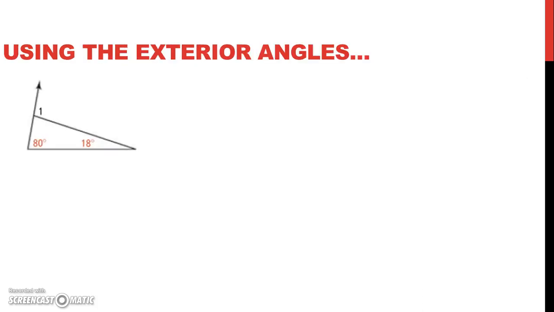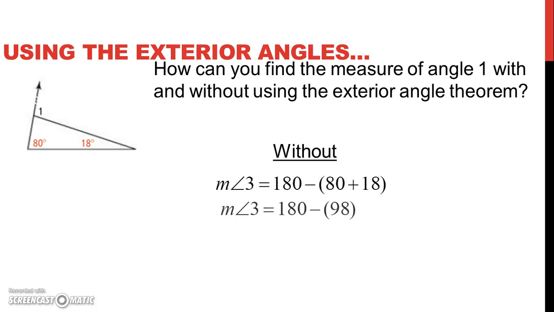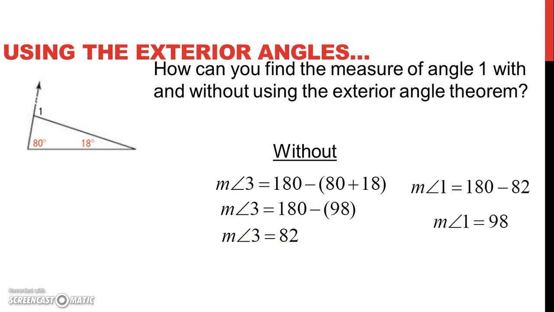So let's look at an example here. We're going to try to find our angle without using this theorem we're about to learn. We're going to add 80 and 18 plus our x to find the third angle there. So angle 3, which we're going to call angle 3, is 180 minus 80 plus 18. We find that angle 3 is 82 degrees. And then angle 1, to find that, we would do 180 minus 82, and we find that it's 98 degrees. Notice that it takes 5 steps, which we can actually do in 2 steps.